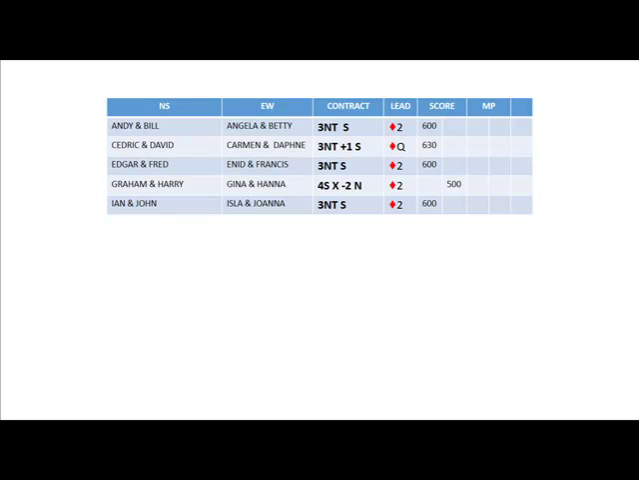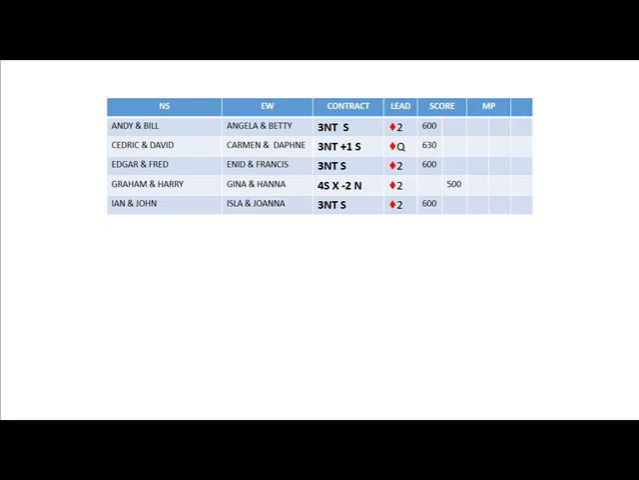When you first learned to play bridge, I'm sure the scoring was taught to you, and you've probably forgotten it by now. But you do know that when you get a game, you score lots of points. And when that's a vulnerable game, you score even more points, and they've scored 600 points. Cedric and David were in the same contract, 3 no trumps, but they got 1 extra trick. And because that was in no trumps, that's worth 30 points extra. So they scored a little bit better than Andy and Bill at 630 points. Not a lot better, but still a little bit better.